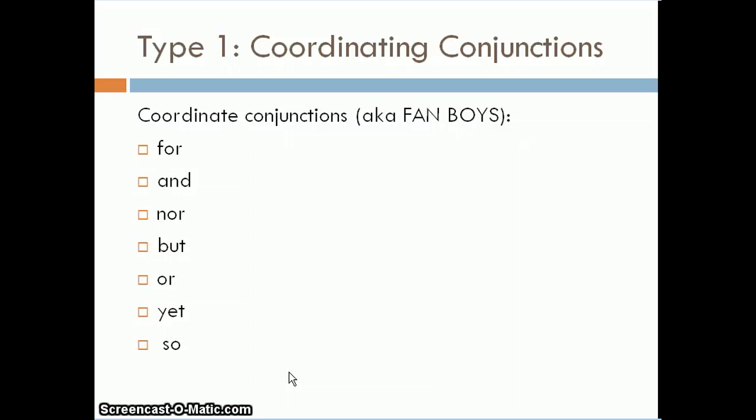The first type is coordinate conjunctions. These are also known as fanboys. We can remember them with this acronym, fanboys. F stands for, A stands for, and so on. So the coordinate conjunctions are listed here for you: for, and, nor, but, or, yet, and so.